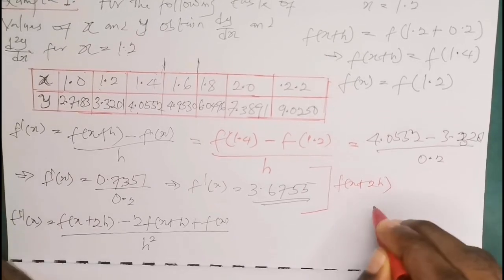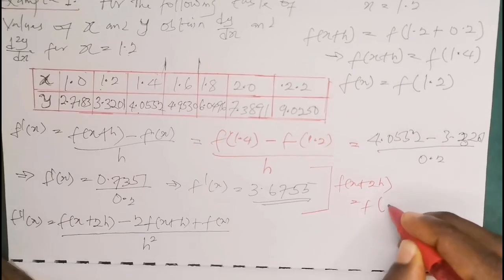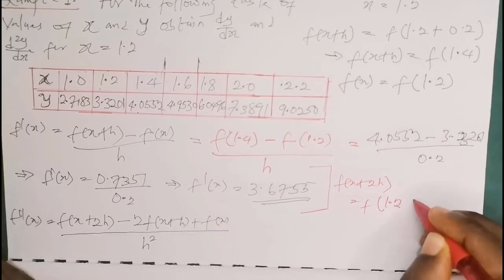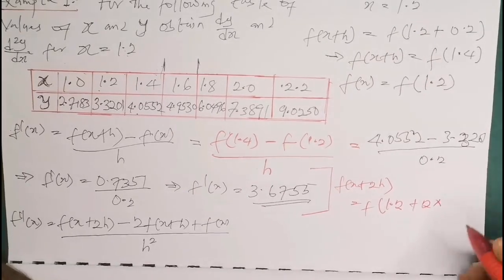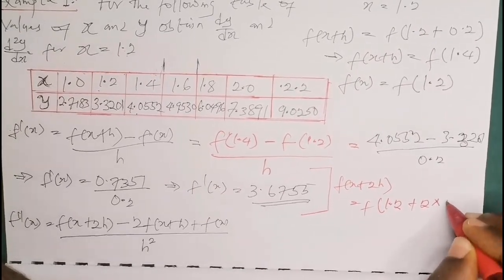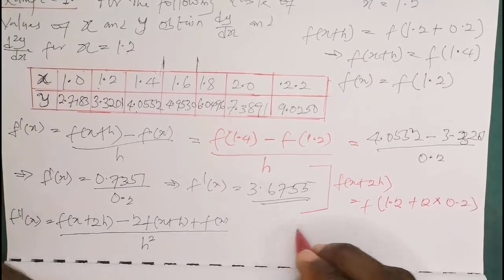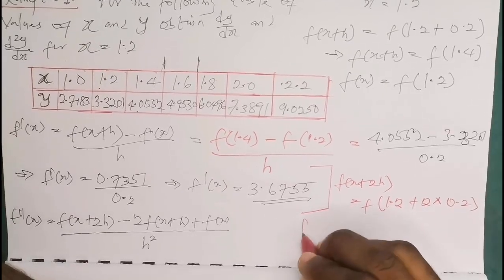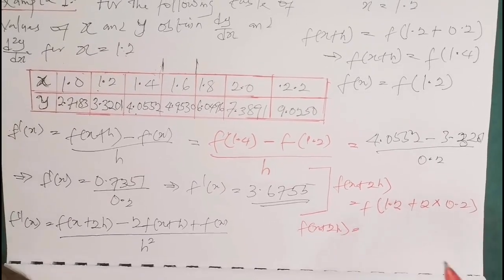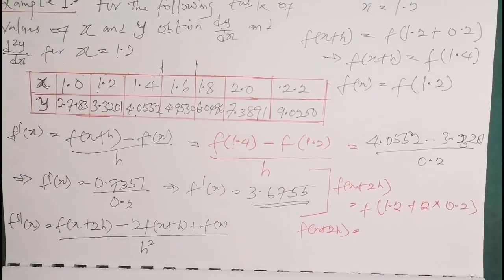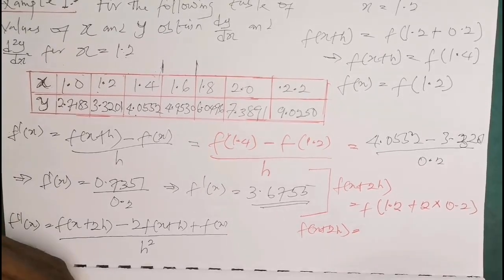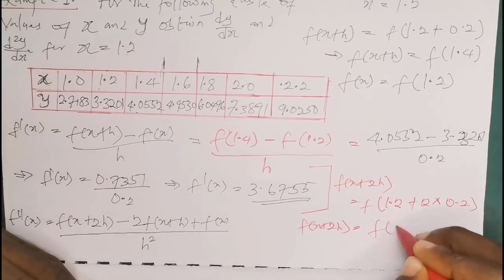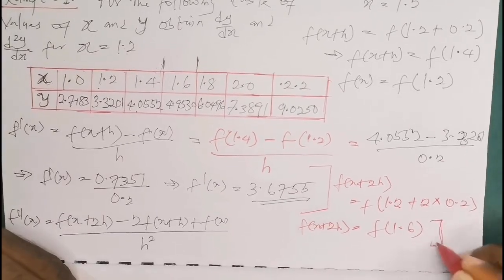So this is going to be equal to x, the point of interest, which is 1.2, plus 2h, which means 2 times the interval, and the interval h we obtained to be 0.2. So you have 2 times 0.2. So f of x plus 2h is now going to be equal to 2 times 0.2, which is 0.4, plus 1.2. That simply gives us 1.6. So f of x plus 2h is simply f of 1.6. So you keep this aside.